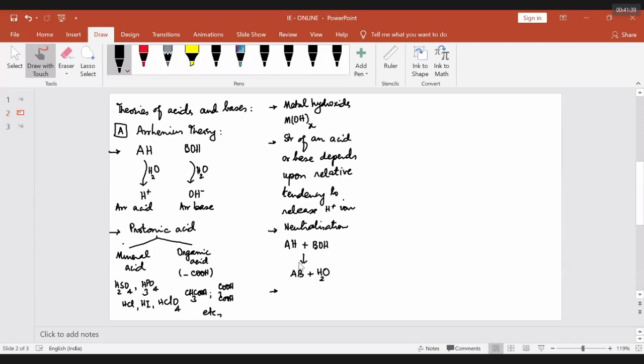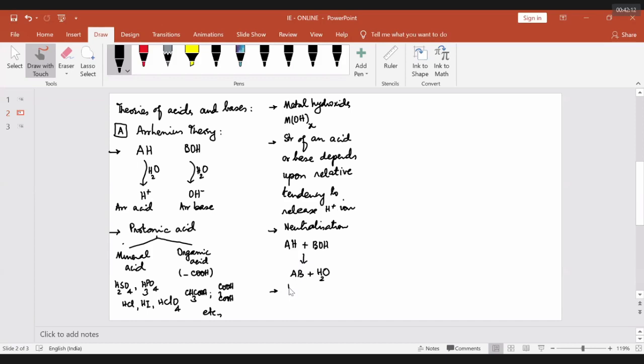Before Arrhenius, people used to classify acids and bases depending upon their taste. Nowadays, in science, tasting and saying something is a crime. We cannot do that because there are so many poisonous substances. Therefore, Arrhenius was the first person to classify in a scientific manner: releasing H plus ion, releasing OH minus ion. Okay. Now, what are the limitations? There are some limitations, of course, because it is the first attempt.